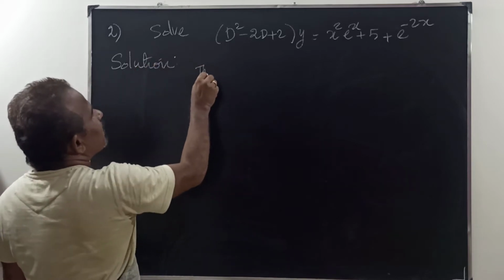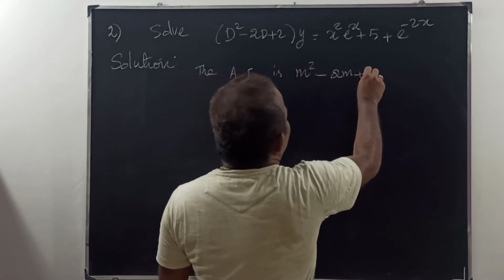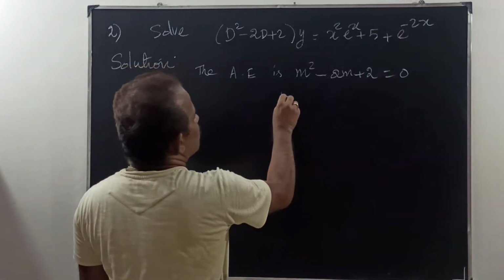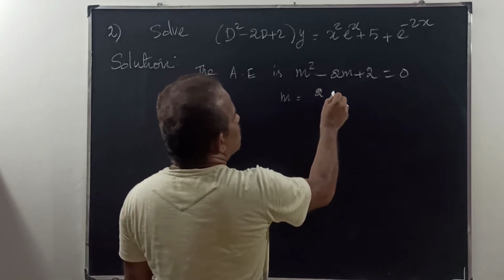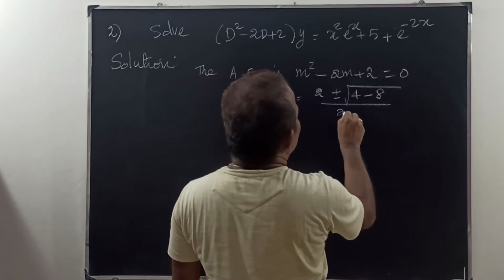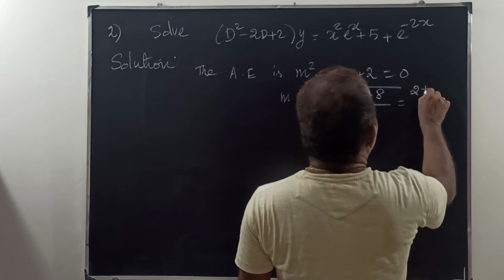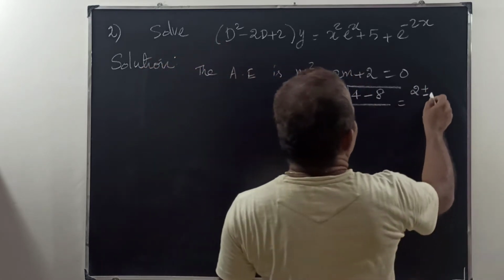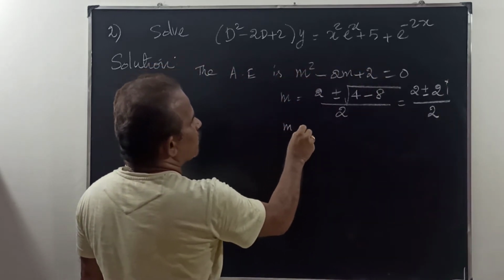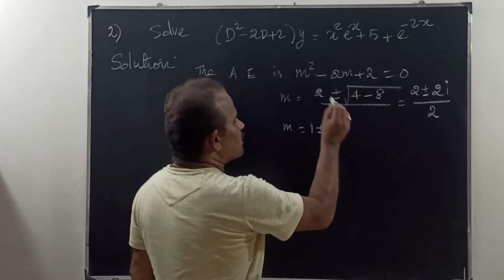So as usual, the auxiliary equation is m squared minus 2m plus 2 is equal to 0. So therefore m is equal to minus b plus or minus square root of b squared minus 4ac divided by 2a. A is equal to 1, therefore 2 times 1. So therefore again I can write 2 plus or minus square root of minus 4, therefore 2i, divided by 2. So therefore m is equal to 1 plus or minus i.